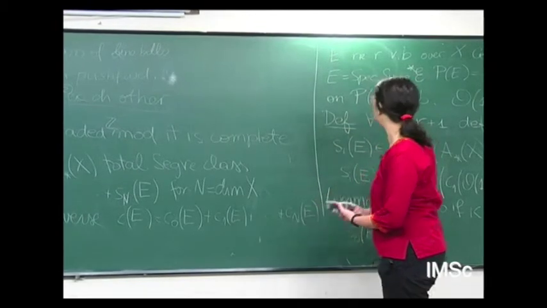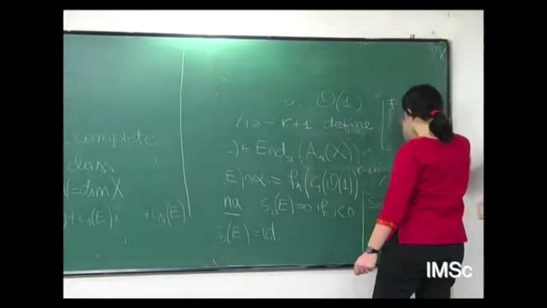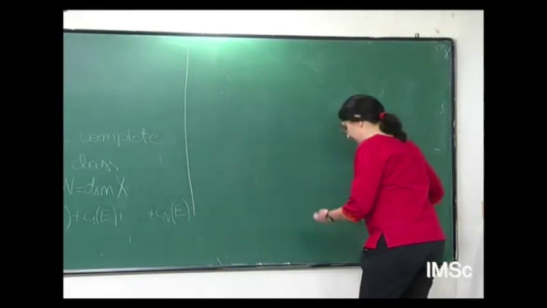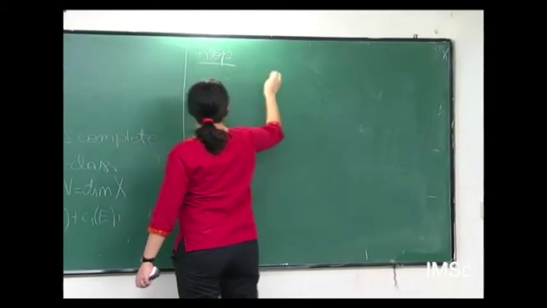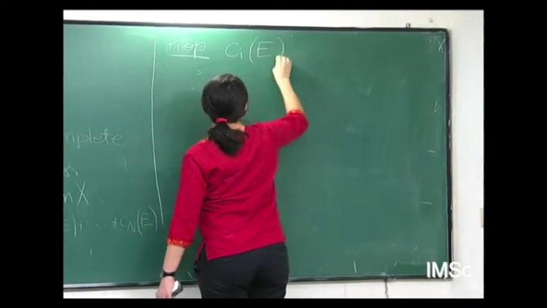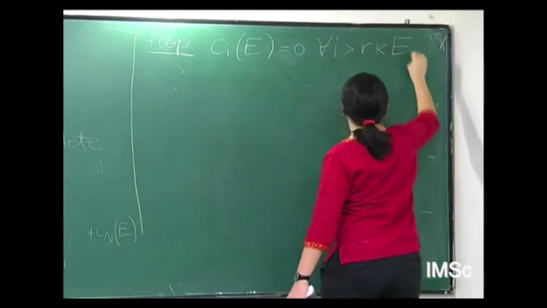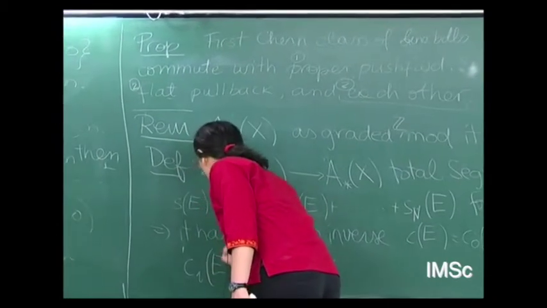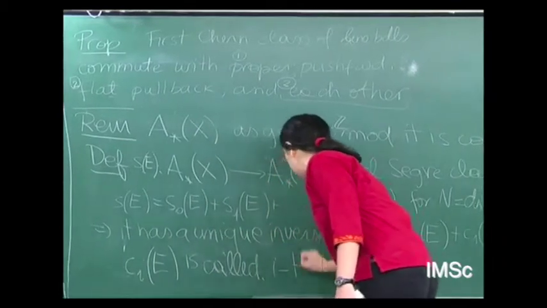And then there is a nice result, which I definitely will not prove also because we will not need it. But it's a very important result, and if you haven't seen it, proposition: Ci of E is 0 for all i larger than the rank of E. This is not true for the Segre classes, and of course, this Ci of E is called the ith Chern class.